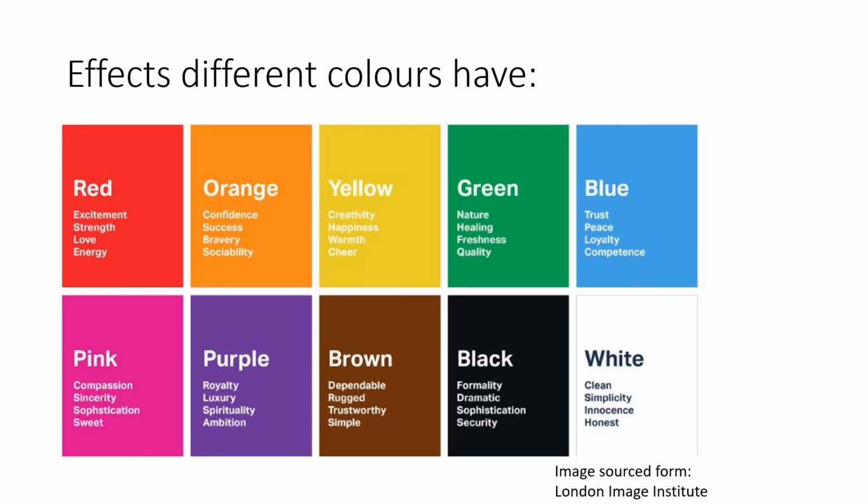Now let's have a look at specifically the different effects that various colors have. We can look at just a few because we should know that color plays an important role in conveying information non-verbally. It creates different moods and also influences the decisions that people make. For example, the color red alludes to love, energy, strength, and excitement, and we often associate the color green with nature, healing, freshness, and quality. And we can often associate orange with success and bravery.